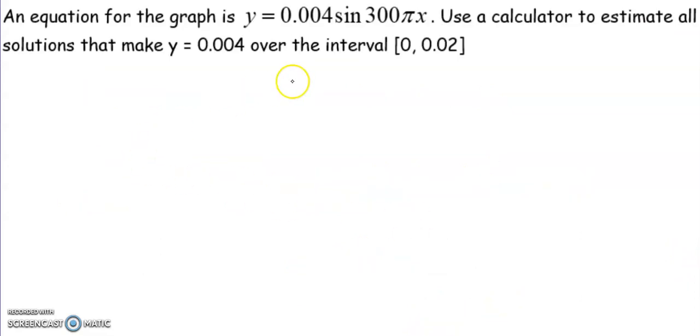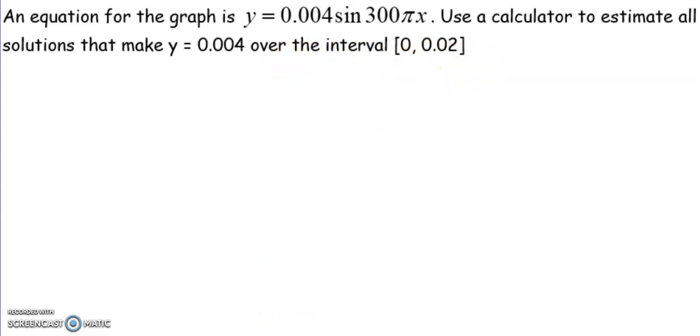And then my last equation, this one is kind of cool. With my last example, they said, here's the equation, and this equation created that wave from the graph. So what we're going to do is use a calculator to estimate all the solutions that make y equal 0.004 over the interval 0 to 0.02.